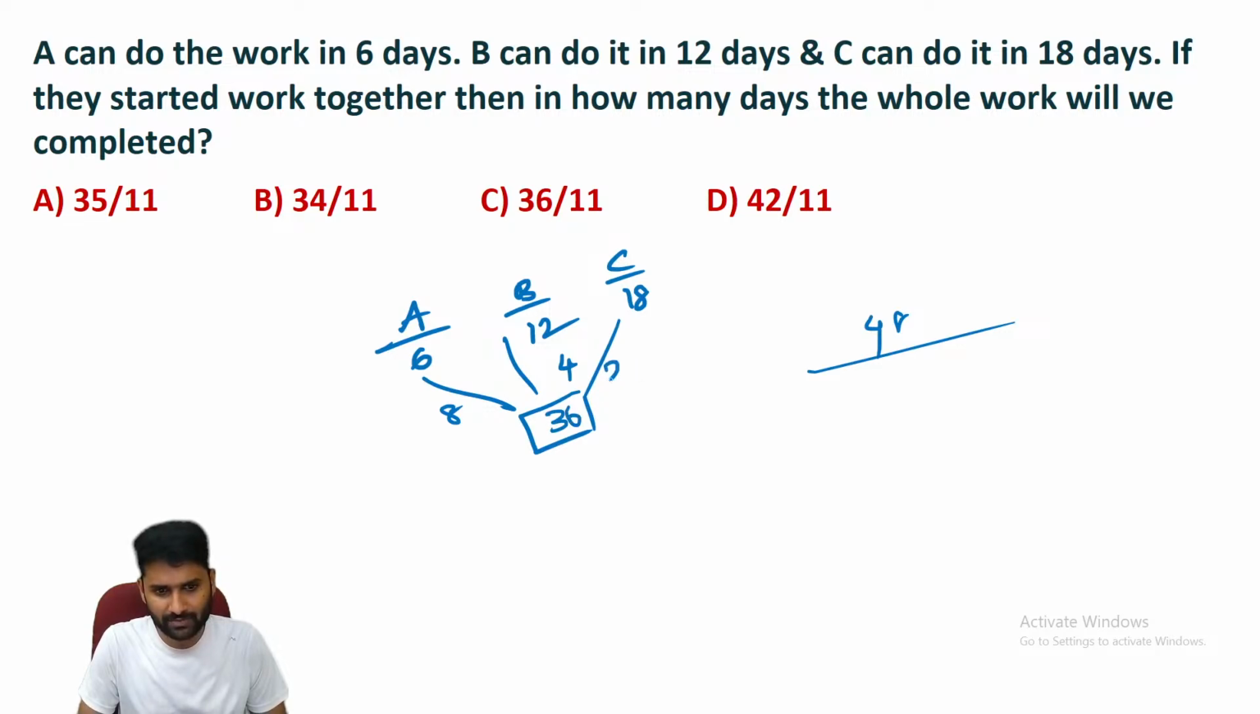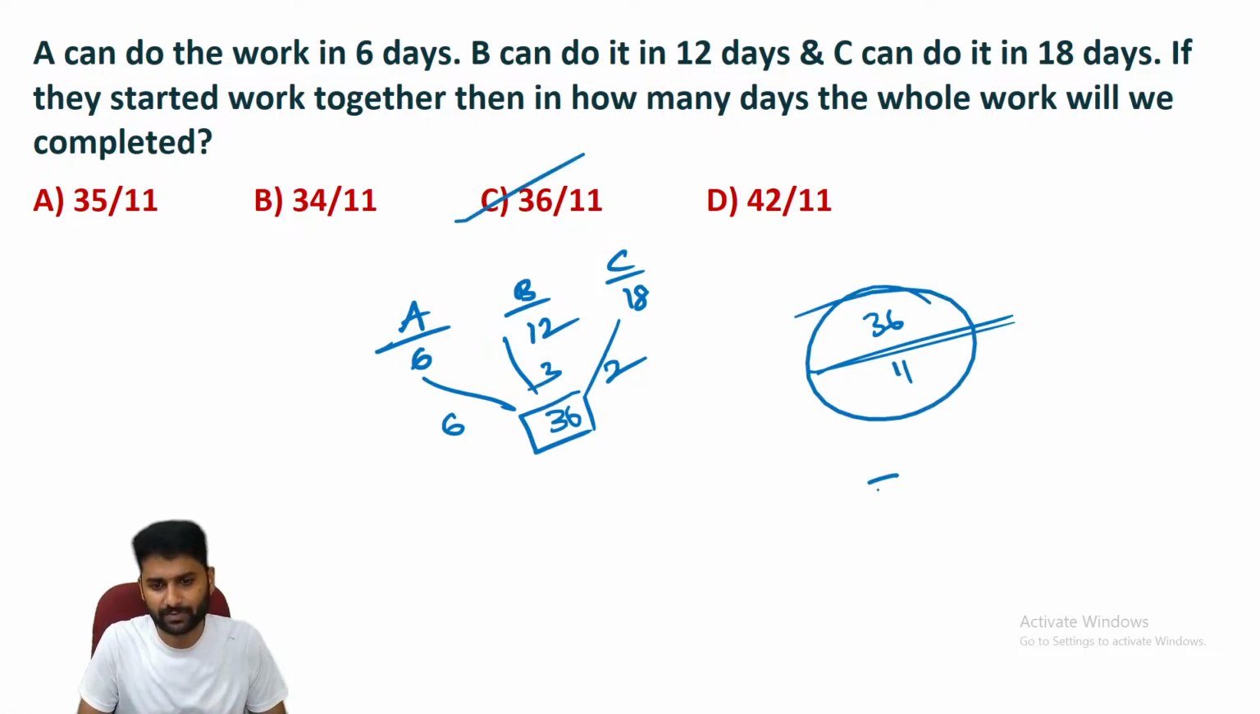36 is the total work. So 36 units of work we are assigning for all these people. Now this is exactly 6 units, exactly 3 units, and 2 units. 6 plus 3 plus 2 is 11. It takes 36 by 11. 36 by 11 is all about 3. 11 times 3 is 33, 3 units are left.